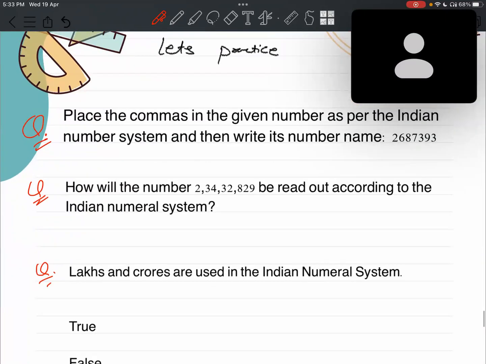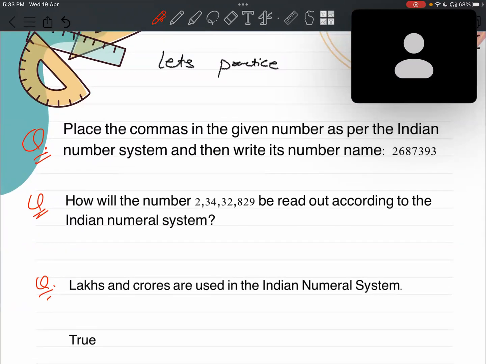Now, can you see the question? Yeah. Okay, solve these questions. Take your time and solve these questions. Place the commas in the given number as per the Indian number system and then write its number name.